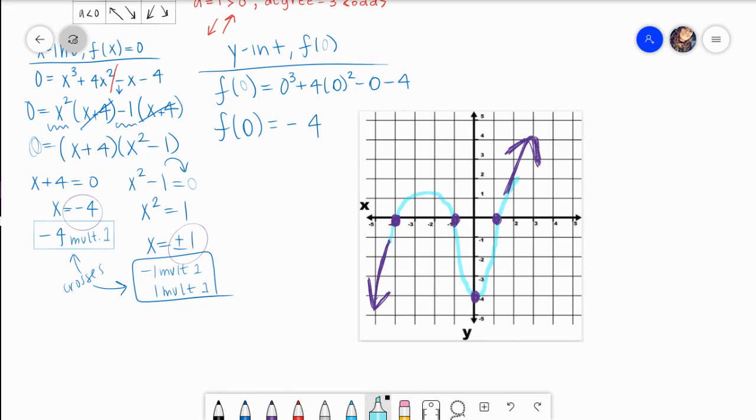I'll do an example where it actually touches and bounces. If I touch and bounce, you touch it and then you come back down. You don't cross over it. This is a cross. This is a touch and bounce. I'll do an example like that because it is going to be different than this particular example.